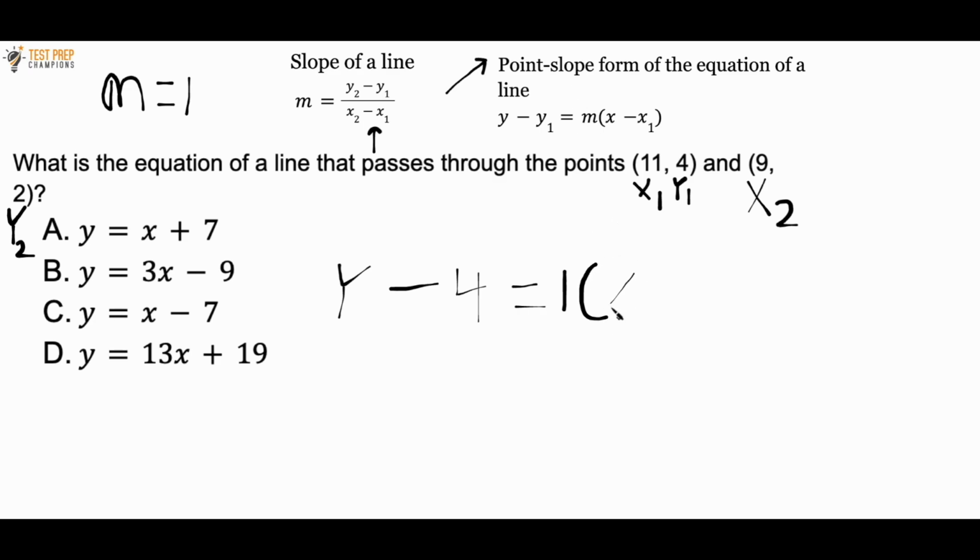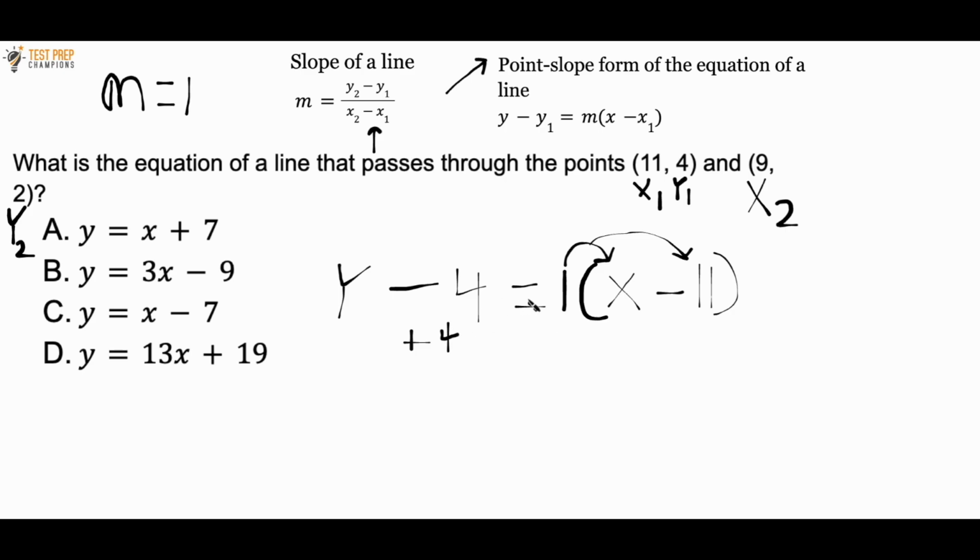So now I have x minus x1. So what is my x1? Well, my x1 is 11. All right, so now what I'm going to do is distribute this 1, which is pretty easy because 1 times anything is just itself. So 1 times x is just x, and 1 times minus 11 is just minus 11. All right, so then what I'm going to do is add 4 to both sides of the equation.